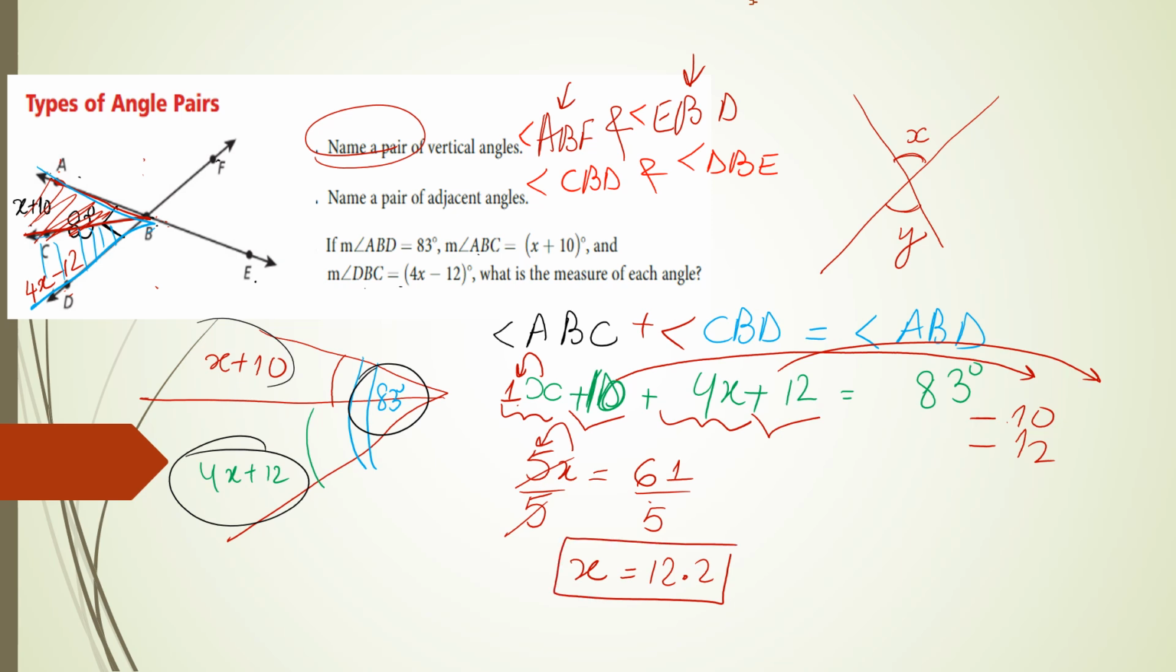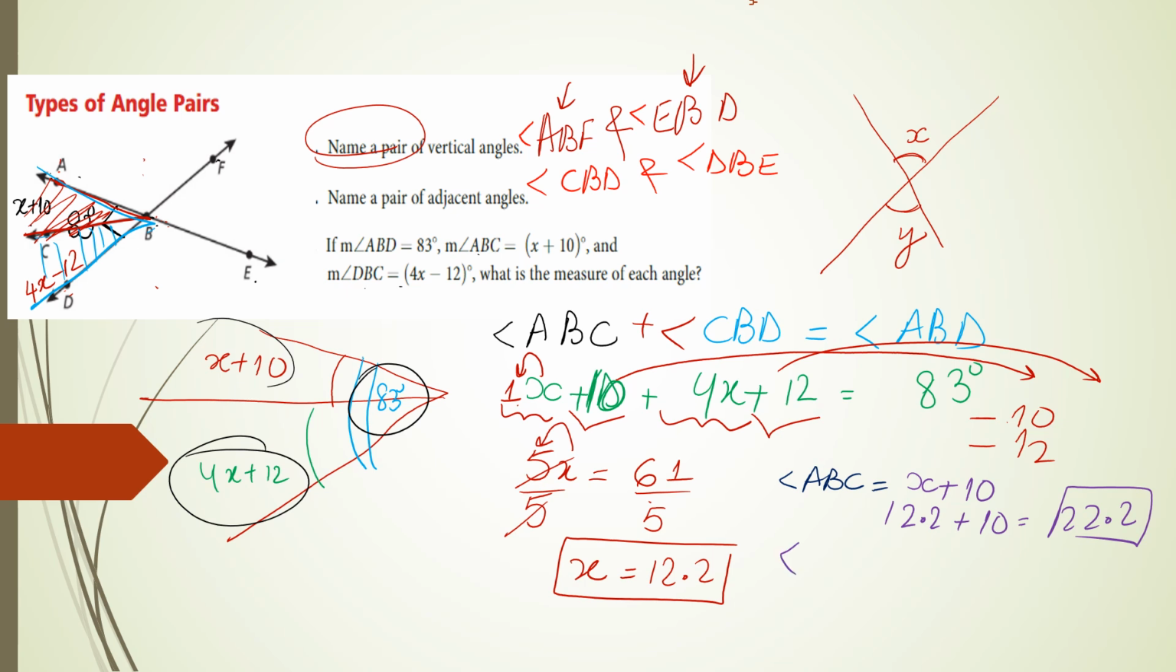Now find out what angle ABC equals. Angle ABC equals how much? This is x plus 10. So x is 12.2 plus 10, so it will give you 22.2.